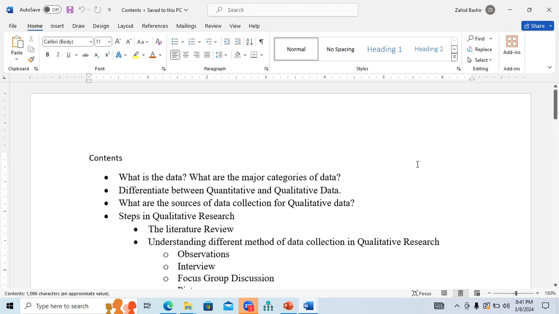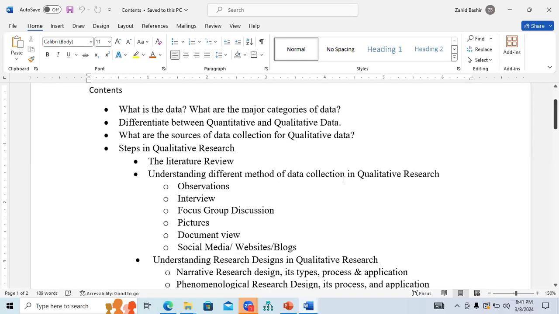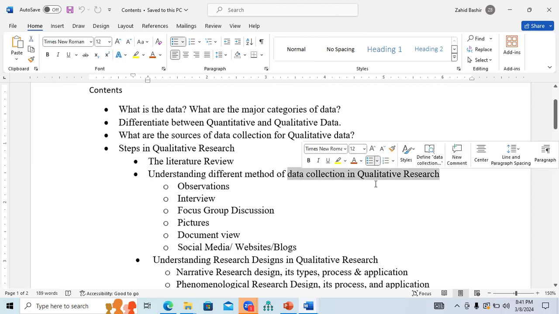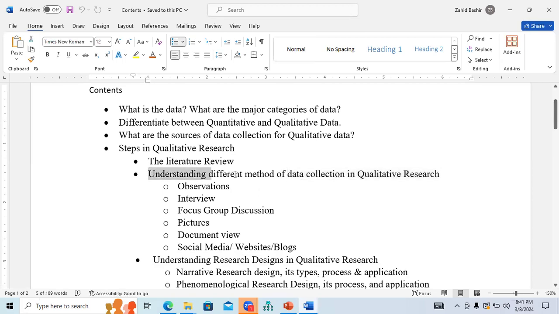And from Monday, we will cover different types of data collection in qualitative research techniques. We need to understand different methods of data collection, like how to conduct observation, how to conduct interviews, how to conduct focus group discussions, pictures, document views, social media blogs, because these are important for conducting qualitative research.